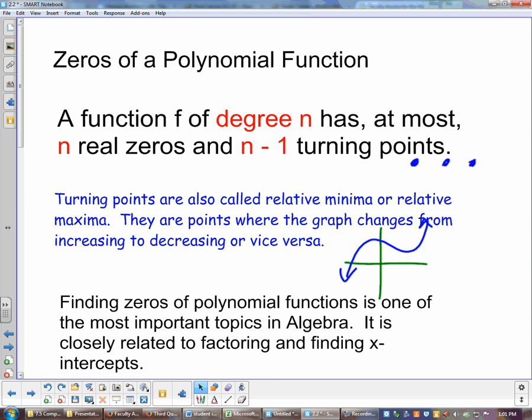And so then how many zeros would I have? 1. What if I move it up here? How many zeros would it have?